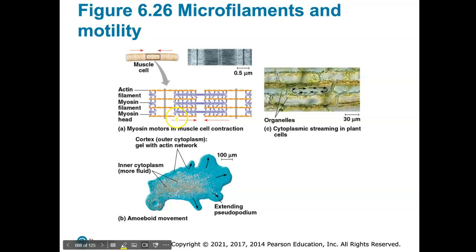This is a picture of the actin and myosin filaments that are involved in muscle contractions. The actin is red and the myosin is purple. These little structures on the end of the myosin filaments reach up and attach to the actin.